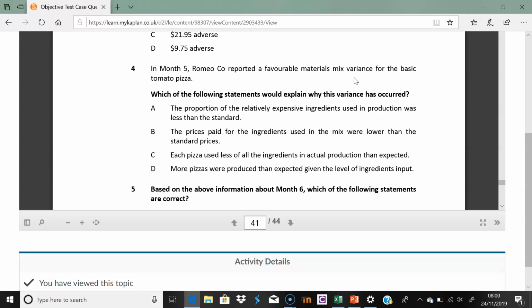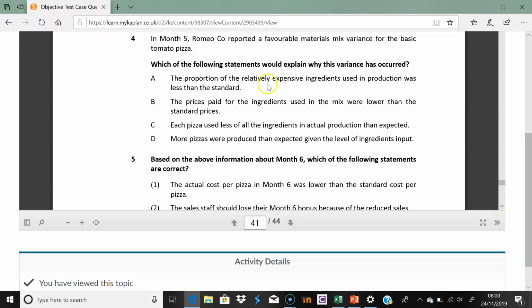In the end, the volume's the same. Remember, we did that in an earlier question where there's no real change in the overall volume, but it's to do with price, the fact that you use something cheaper. So the proportion of relatively expensive ingredients used was less than the standard. Yes, that's true, because you use less. And really, I could stop there, because you've used less of an expensive ingredient. So the answer is A.